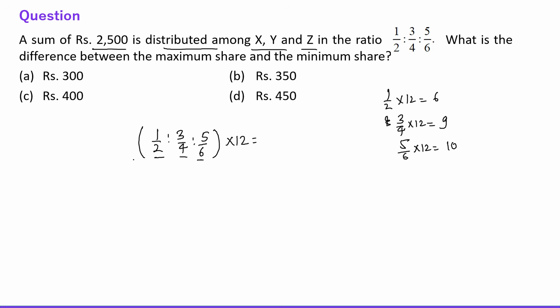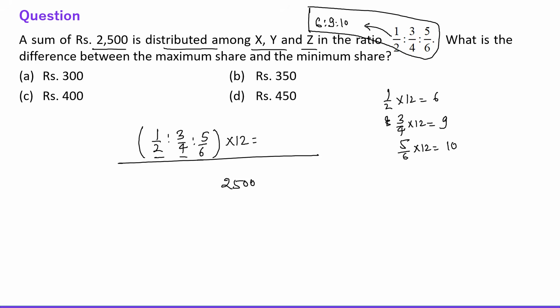So now the question is, 2500 is distributed. See, everyone, 1 by 2 is to 3 by 4 is to 5 by 6 is equivalent to 6 is to 9 is to 10. These two are equivalent. Now the question is, 2500 is being distributed in this ratio 6 is to 9 is to 10. What is the question? What is the difference between the maximum and minimum share? We need to find the difference between the maximum and minimum share.